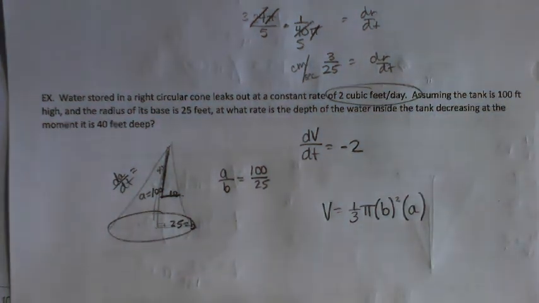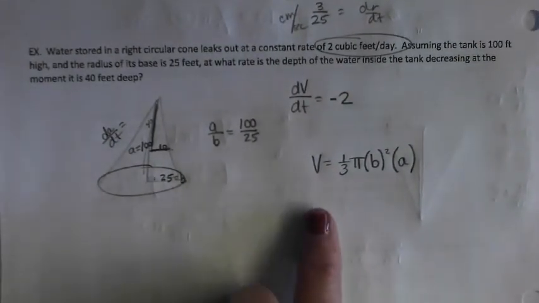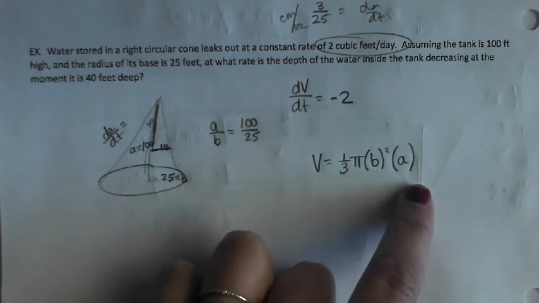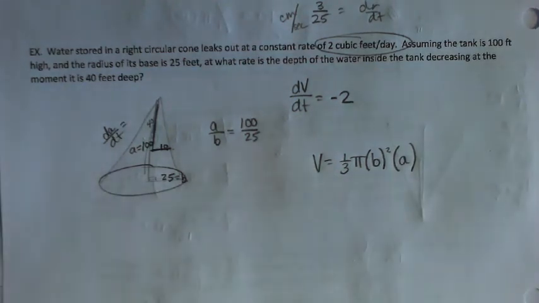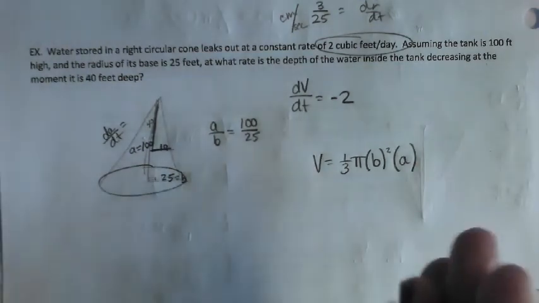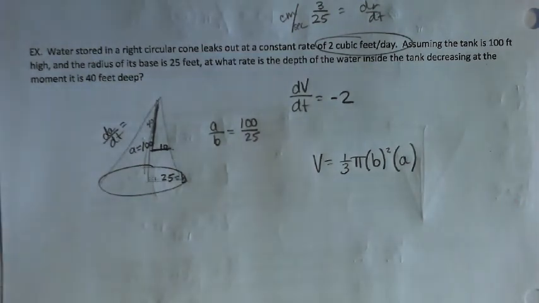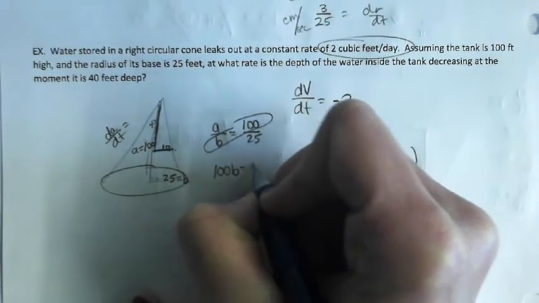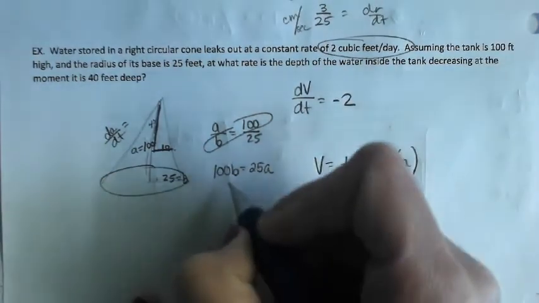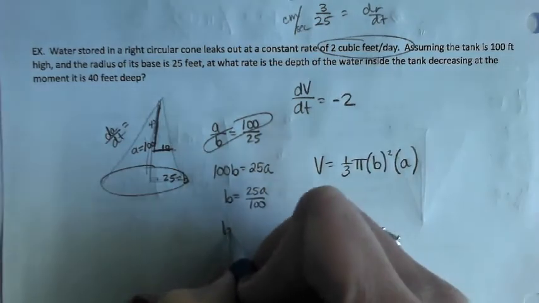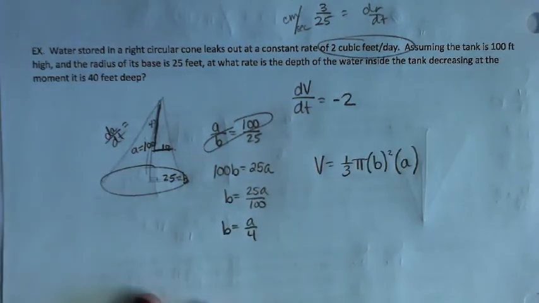And this is trouble if I derive, because dV/dt I know, dB/dt I don't know, and dA/dt I don't know, because that's what they're asking me for. So I want to keep the A in there because that's what they're asking me for. I want to lose the B, so I don't have to worry about dB/dt. Do you follow that logic? Okay? So if I want to lose the B, I want to use this proportion here to solve for B. So B equals 25A over 100. B equals A over 4.